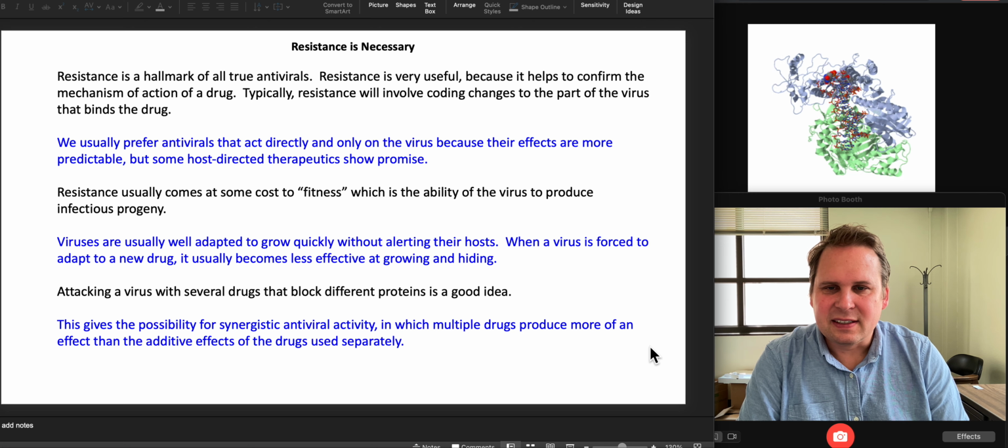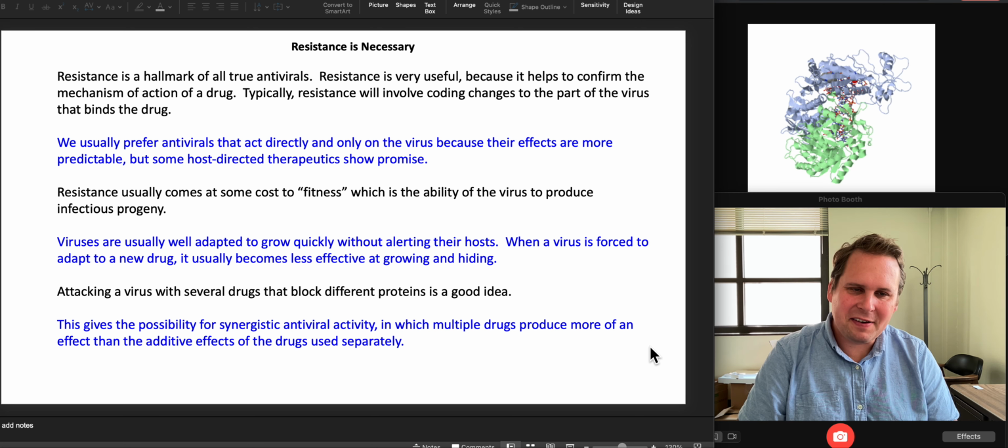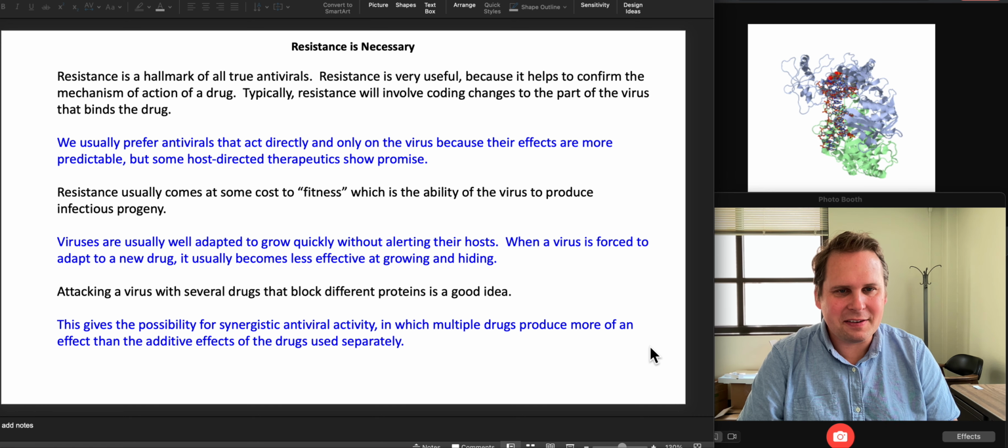So, all right, there we go. That's the theory of antivirals. And in the next lecture, we will get to some actual antivirals and how they work.